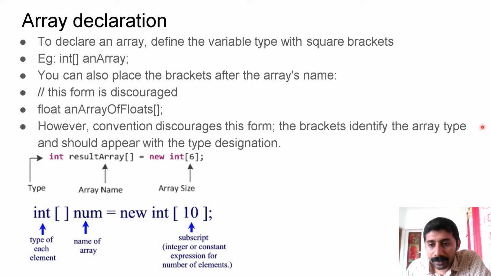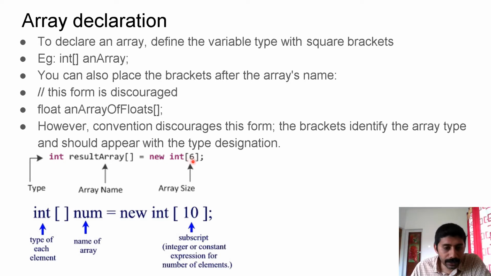The brackets identify the array type and should appear with the type designation. Here this will work fine. You are not going to get any error, but always practice this naming convention: data type, square bracket, array name equal to new keyword, because you are creating a new instance of the array object, then array element type int. So the array has 10 integers. So this is how to declare an array.